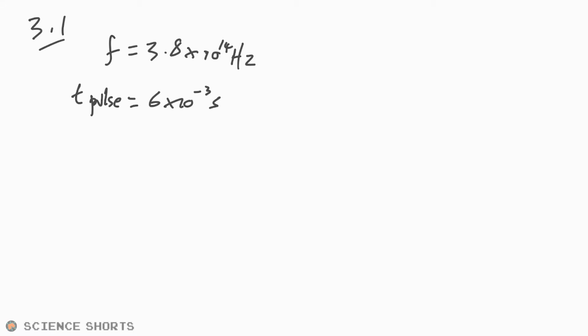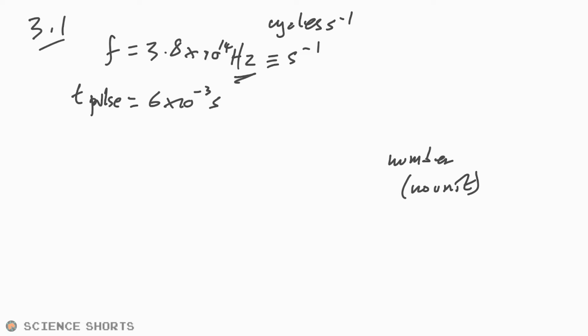Okay, so that just means basically how many time periods in each pulse. Fine. So this, of course, is also the same thing as seconds to the minus 1. And so therefore, we're just looking for a number. And so we want no units. So units are your friends here. And so we could say here, cycles per second. So if we do 3.8 times 10 to the 14 cycles per second, and then we multiply by 6 times 10 to the minus 3 seconds, then the seconds cancel out and we're just left with cycles.